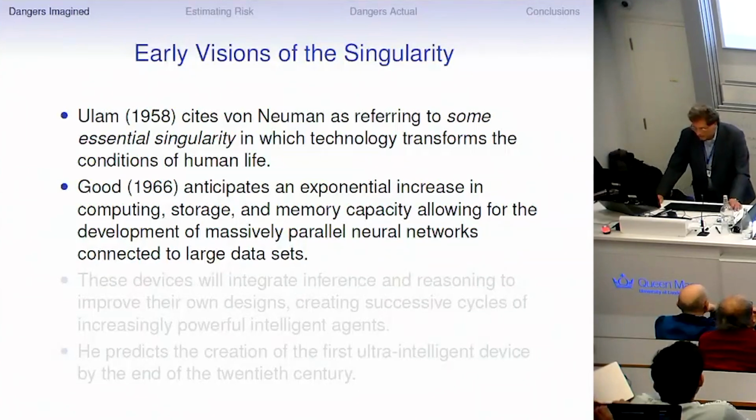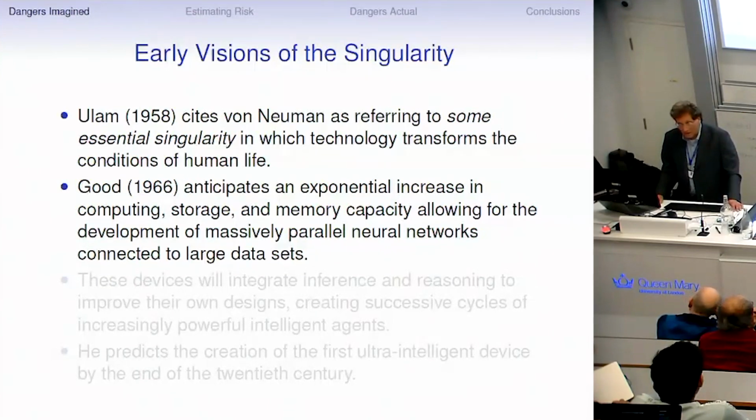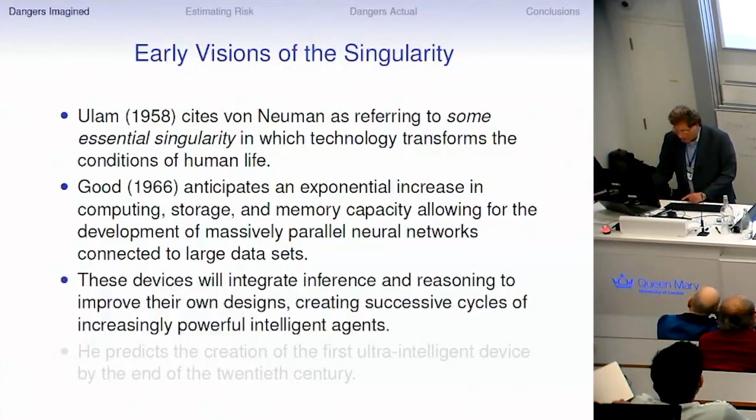And he imagined the development of massively parallel neural networks connected to large data sets. Again, in '66, this wasn't actual. But he then took a step further and imagined these devices becoming integrated and engaging in generalized inference and reasoning in such a way that they improved their own design. So they were self-improving, which gave rise, on his account, to successive cycles of increasingly powerful superintelligent agents. So each generation would be smarter than the previous one, and they would reproduce.